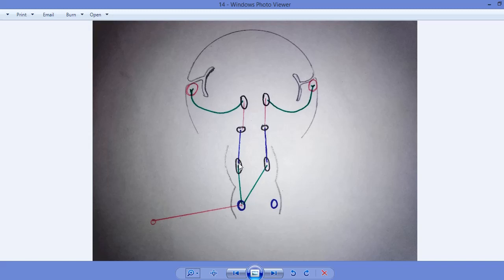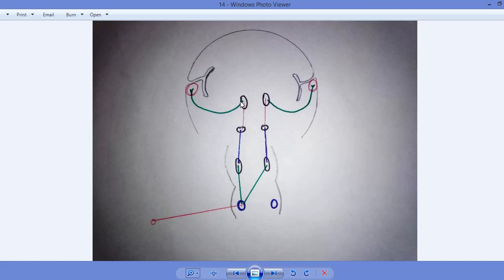From the olivary nucleus, the third order neuron will go toward the midbrain, and the midbrain has a nucleus that is called colliculus. From the colliculus, the fourth order neuron will go toward the thalamus. This is the medial geniculate nucleus of the thalamus. The medial geniculate nucleus of the thalamus will receive the fourth order neuron.